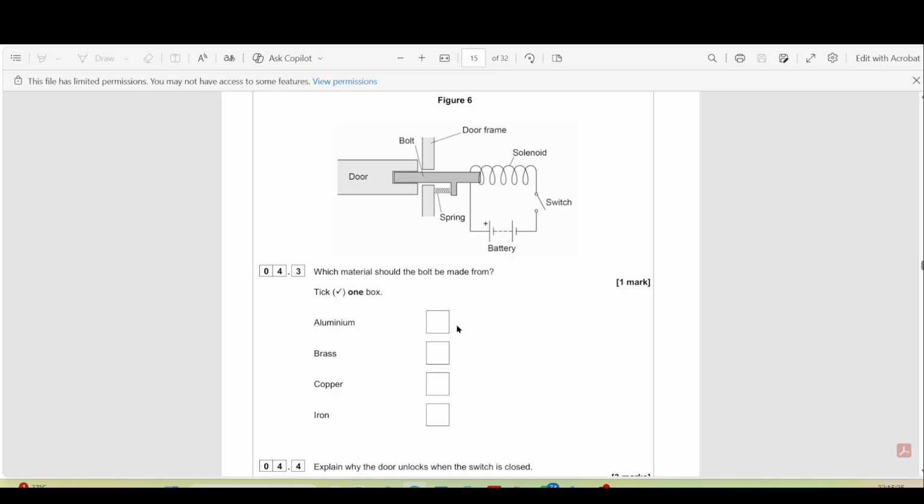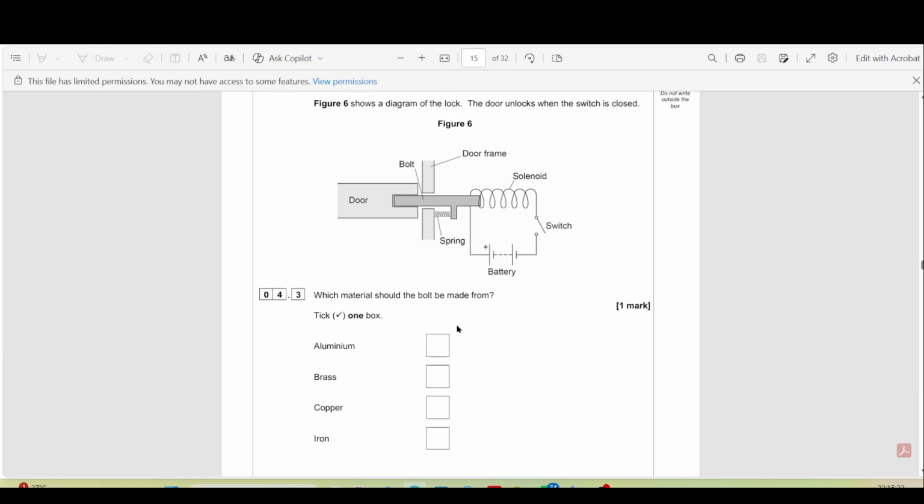Which material should the bolt be made out of? Iron. Iron. Bolt, where is the bolt? This way. Yeah, it is iron.